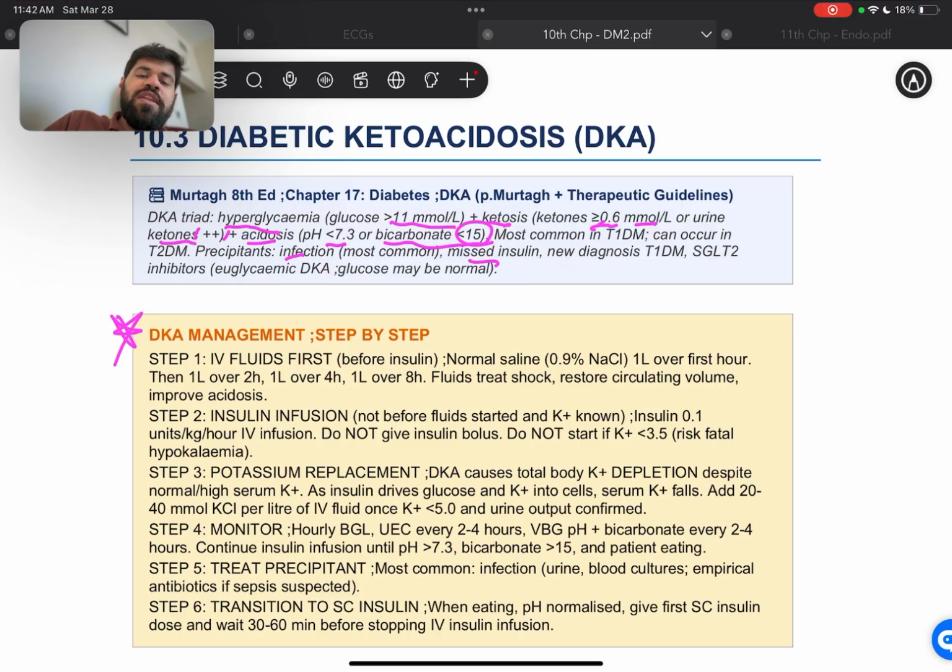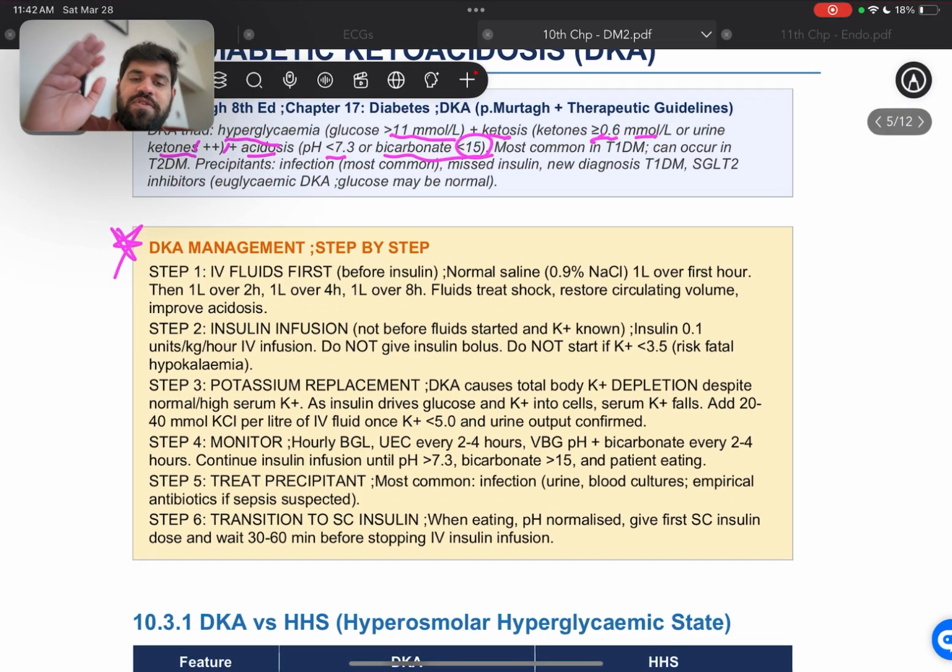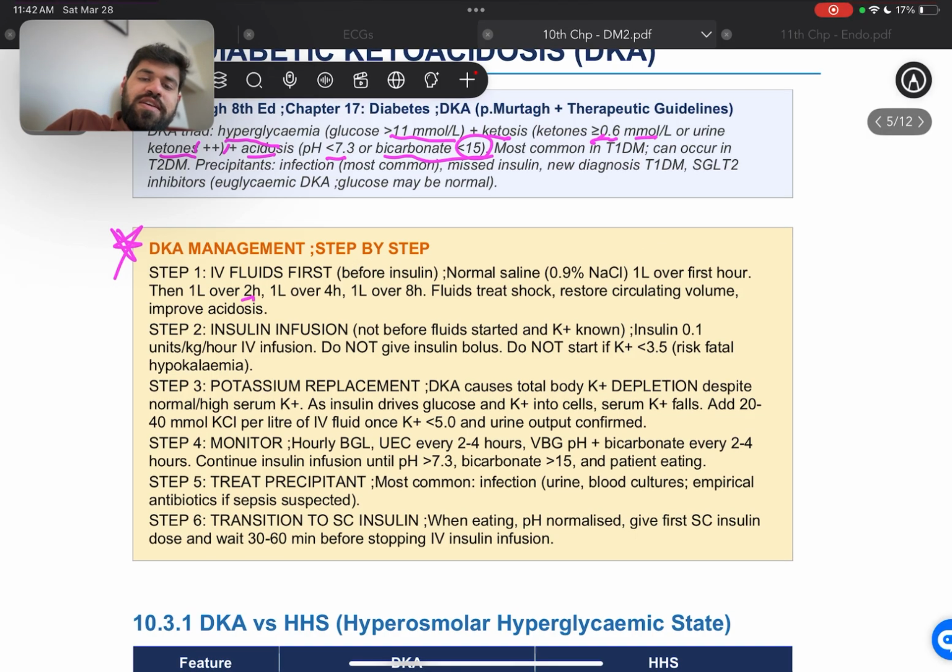All right, now the management steps. The very first one, before giving any drugs, anything, we give them fluid first. So before insulin, we move on to fluid first. We give them normal saline, 1 liter over the first hour. Then 1 more liter over the second hour, 1 more liter over 2 hours, 1 more liter over 4 hours, then 1 more liter over 8 hours. The fluid is going to treat shock, restore circulating volume, and improve acidosis.